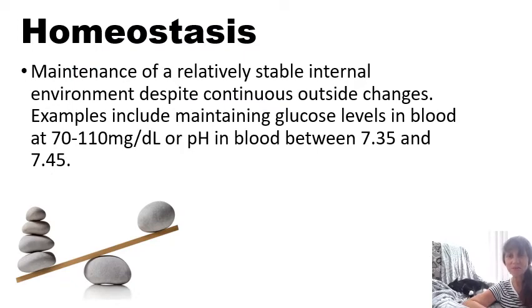Homeostasis is the process of maintaining a relatively stable internal environment despite continuous changes internally and externally. Examples would be maintaining blood glucose levels at between 70 and 110 milligrams per deciliter, or the pH of blood between 7.35 and 7.45. Those are just two examples of many. The body is continuously monitoring what's happening inside so that it can adjust and make those changes.